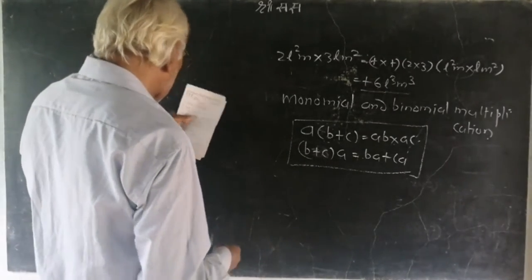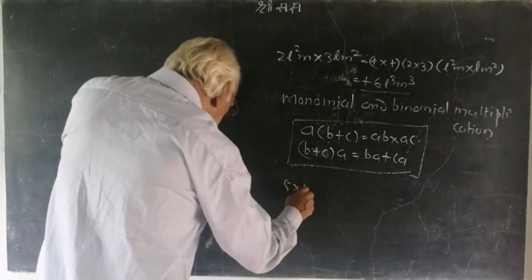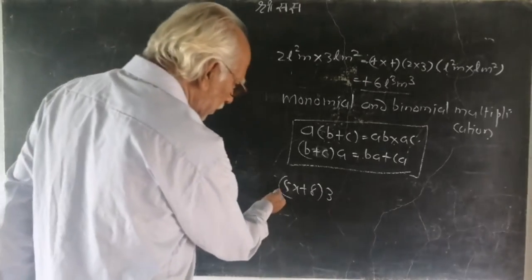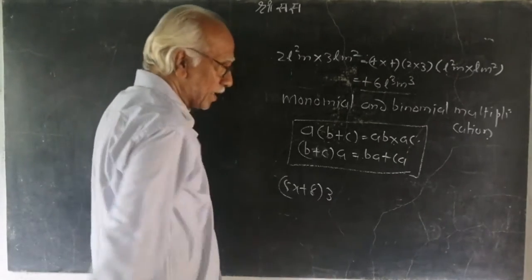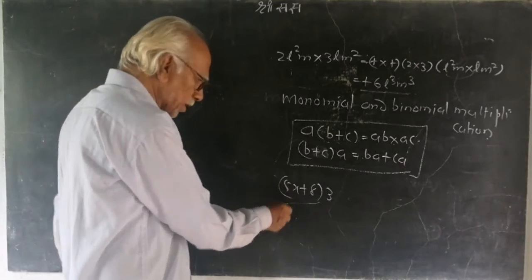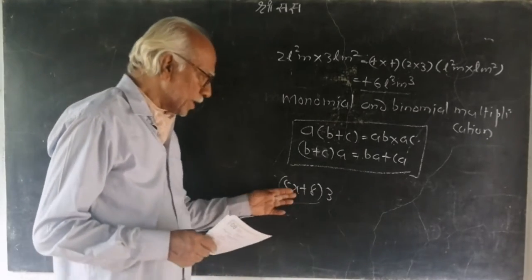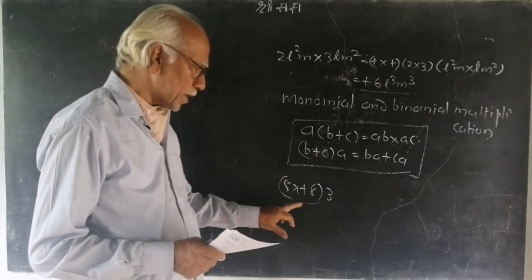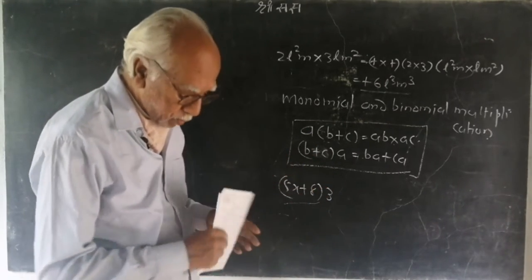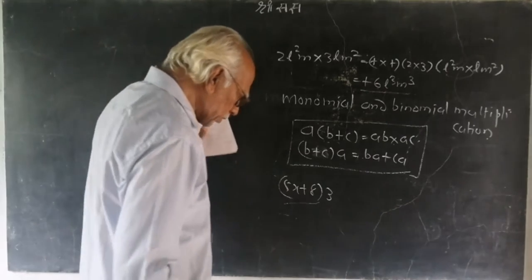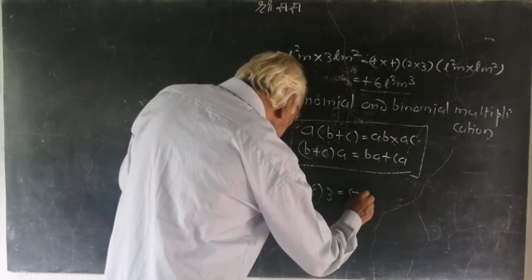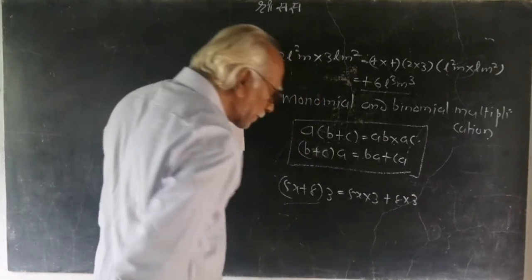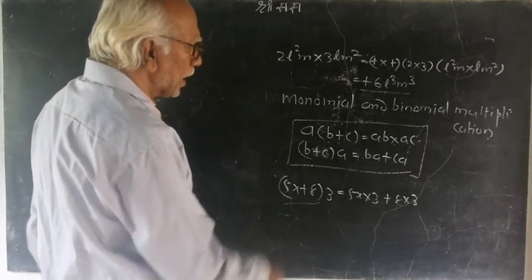So we can go through one sum. 5x plus 8 into 3. How will we read it? That is the concept of this particular bracket. If you write anything outside the bracket, it always implies into. What will be the sign between this bracket and this number? That is into only. So according to the distributive law, we can write it as 5x into 3 plus 8 into 3.